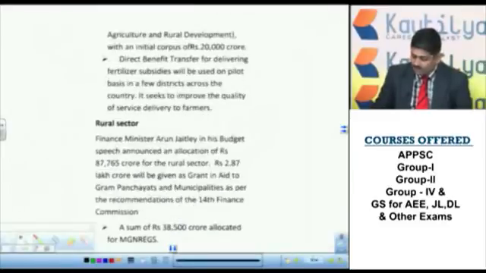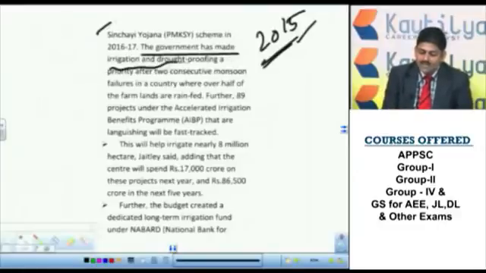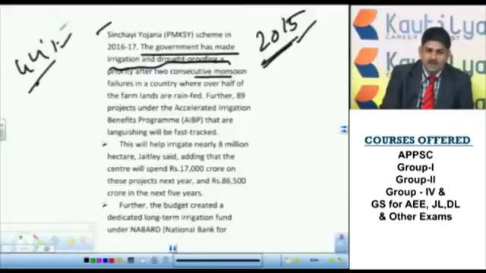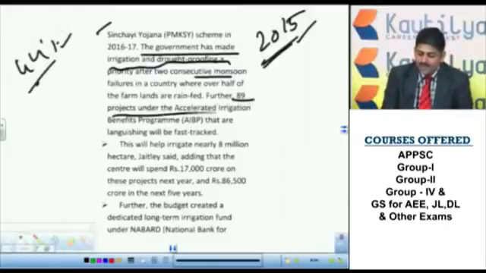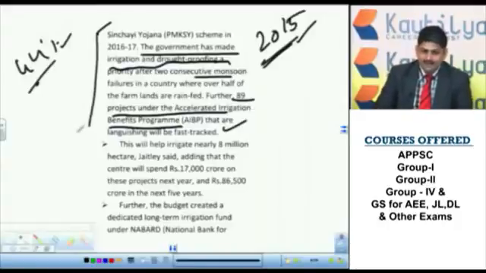This is a very, very important component. So, Prime Minister Krishi Sanchay Yojana. The government has made irrigation and drought proofing a priority after 2 consecutive monsoon failures. Already I told you why the allocations were more when compared to last time, almost a 44% increase. This is because of the 2 failures. Now 89 projects under the Accelerated Irrigation Benefits Program, AIBP, will be made very speedy. That is the reason why this scheme was declared.